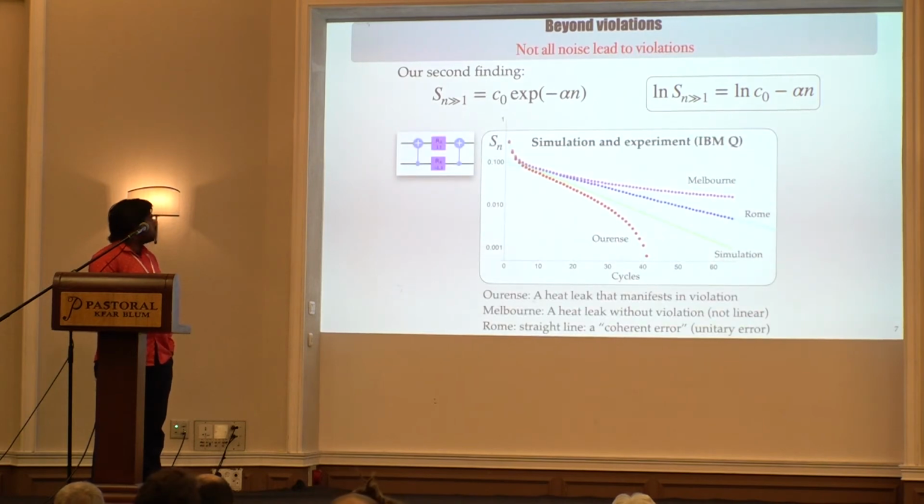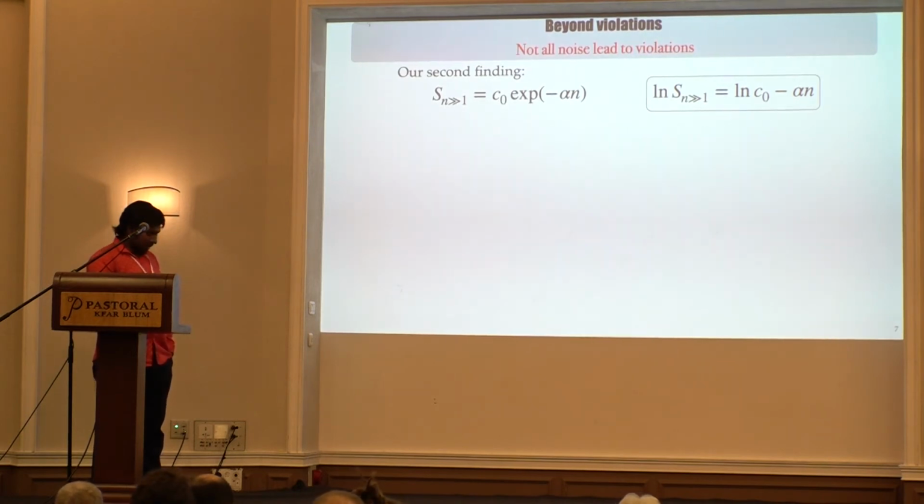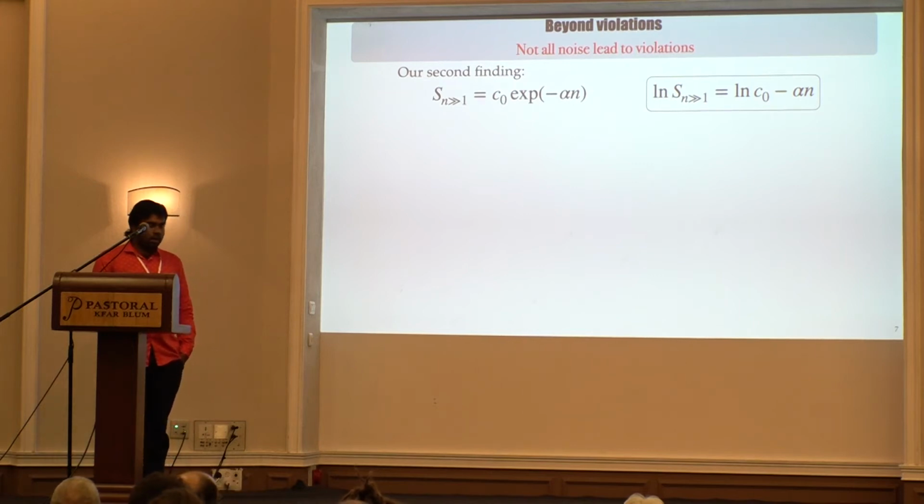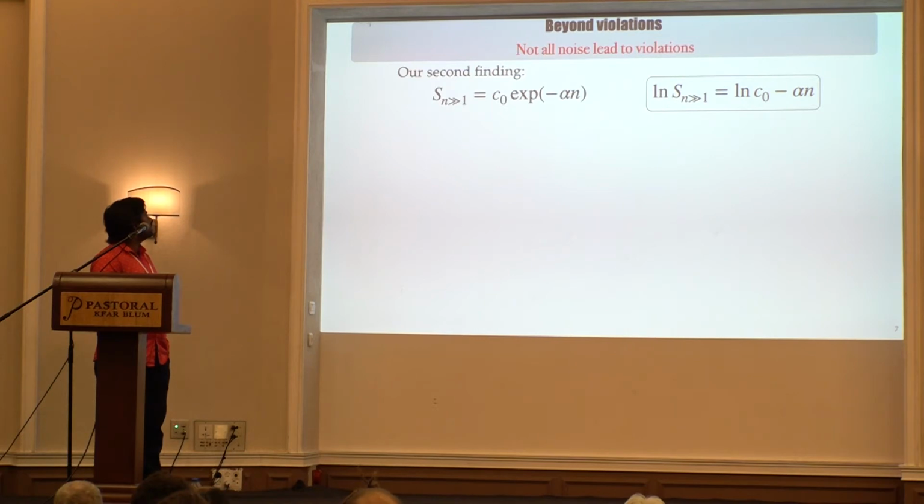So, now I want to mention something important. Let us say in all possible cases, it is not possible to find the violations. Even if you have noise present in the system, you cannot get the negative value. So, we need something more sophisticated to analyze this kind of situation. So, for this, our second finding is more sophisticated. We have this exponential scaling. If you take ln of this, it looks like this, a straight line.